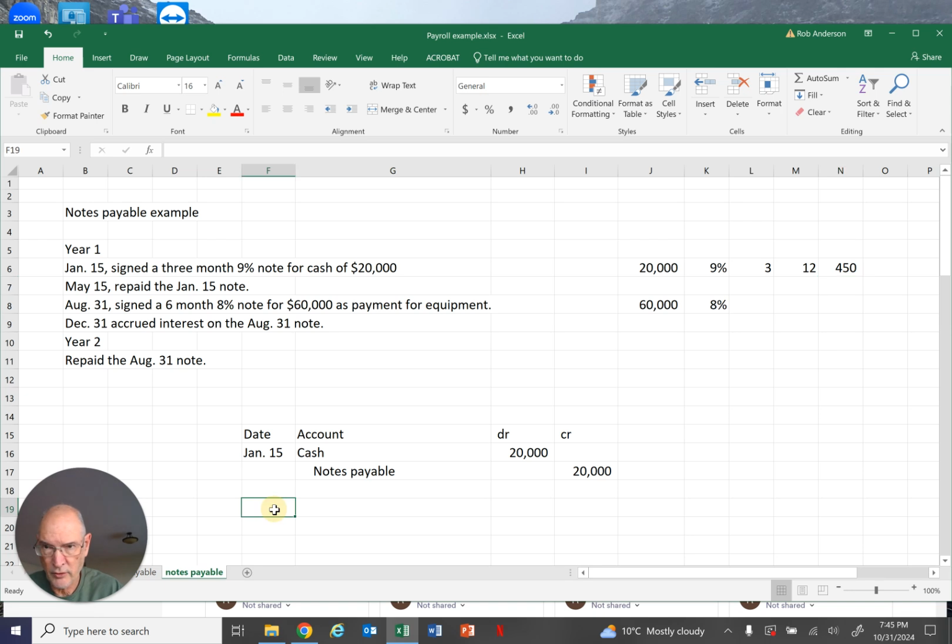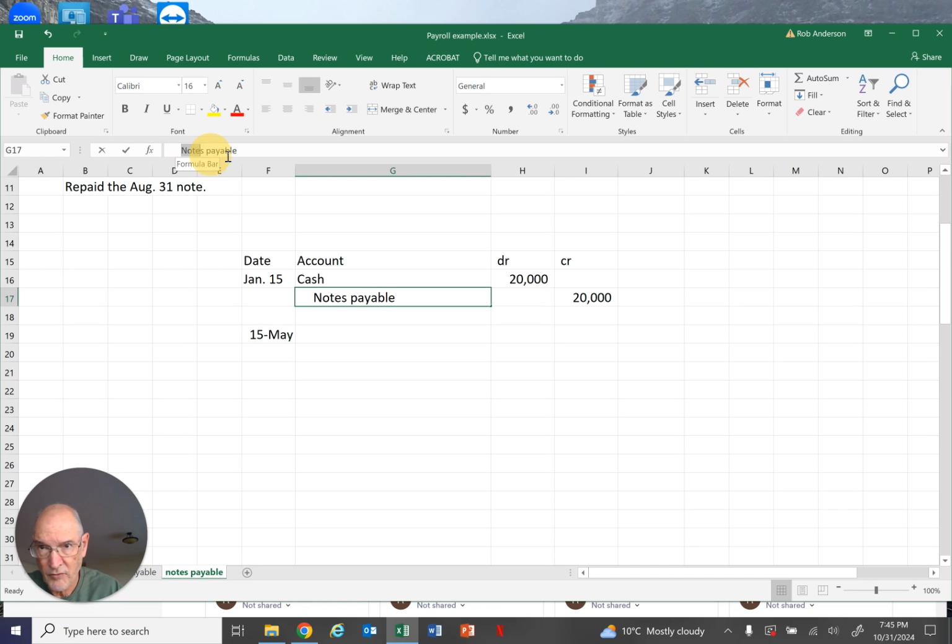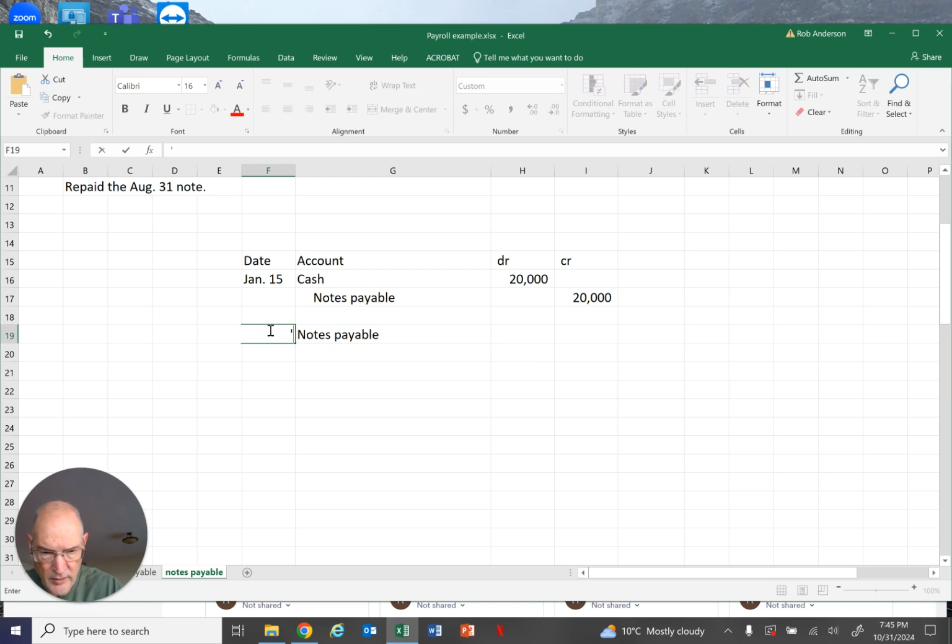So let's look then at paying this off in May. So here we have May 15. We know we're going to pay off our note, so let's make sure we do that. I want this to say May 15, not 15 May.